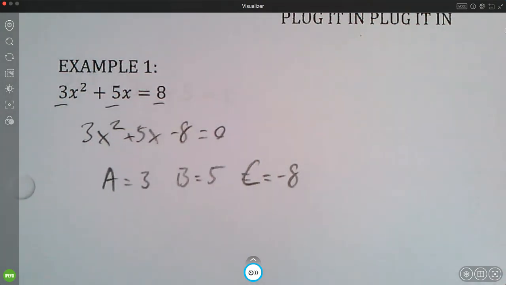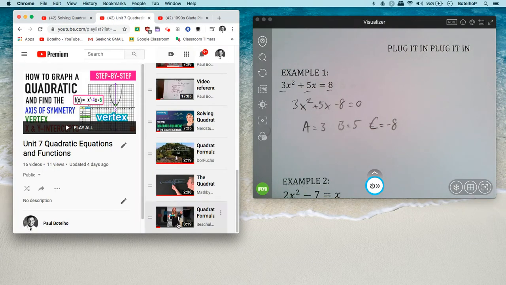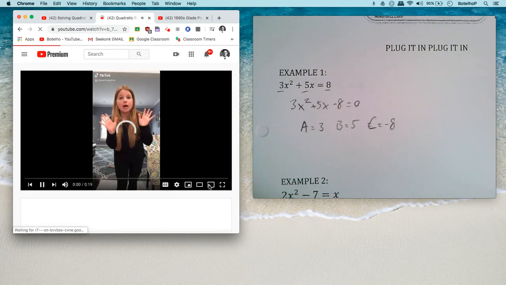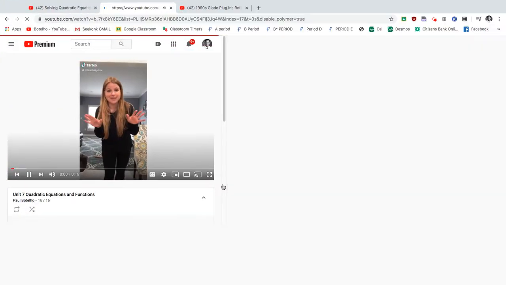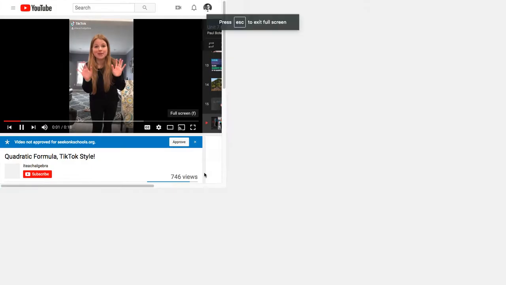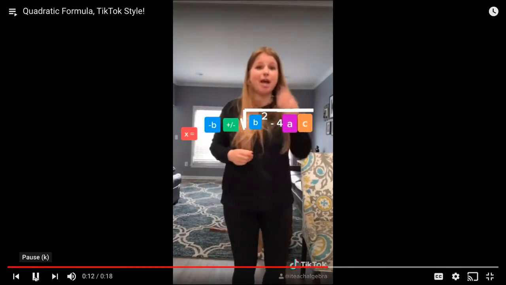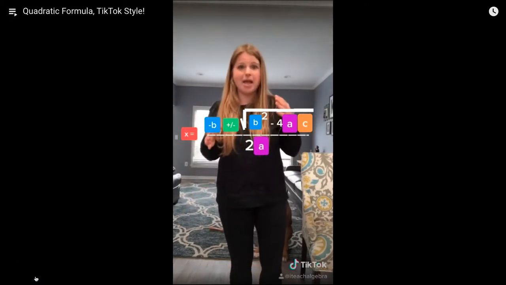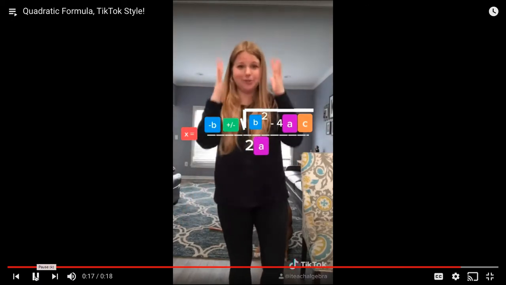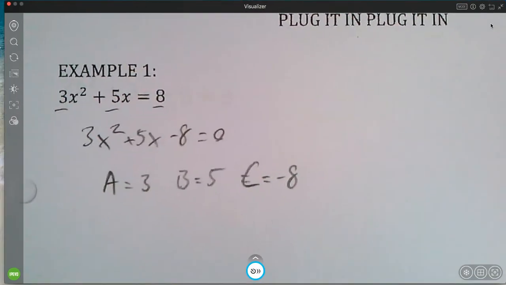If you don't remember the quadratic formula, we could always go back and check out this wonderful TikTok. This is the quadratic formula TikTok dance. Ready? X equals negative b plus or minus the square root of b squared minus 4ac all over 2a. 2a.